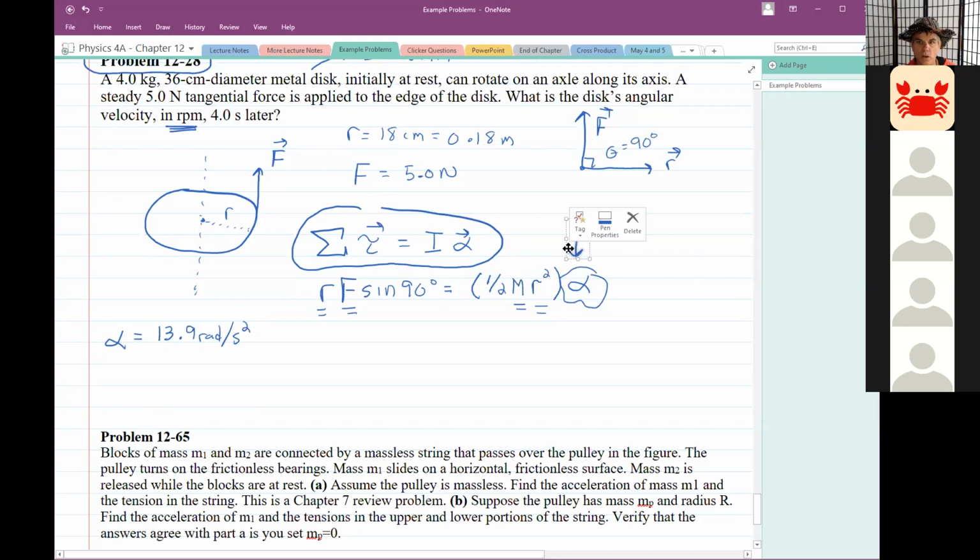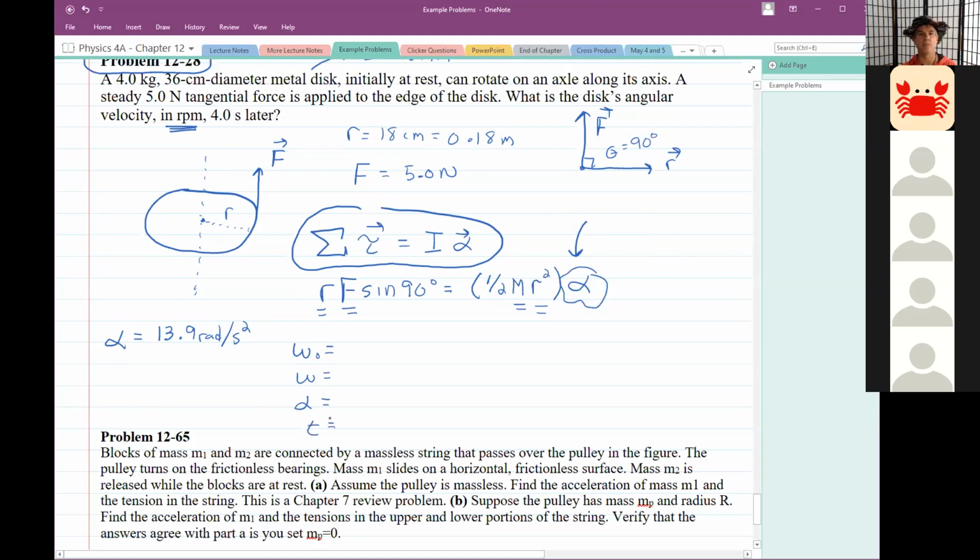Now I want to know how fast it is moving in revolutions per minute 4 seconds later. So our quantities are: we have omega naught, we have omega, we have alpha, and we have t.